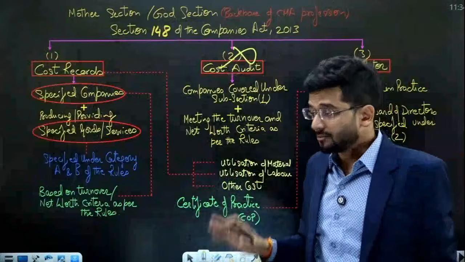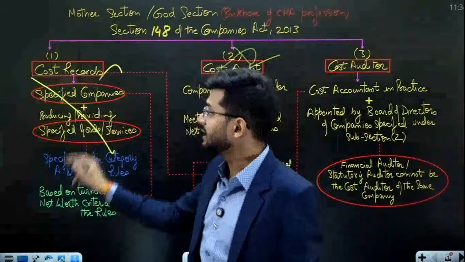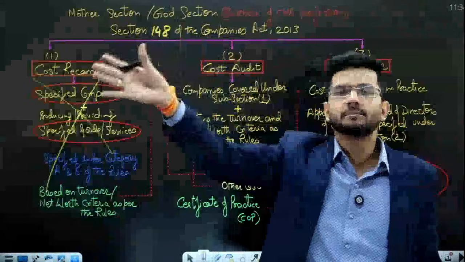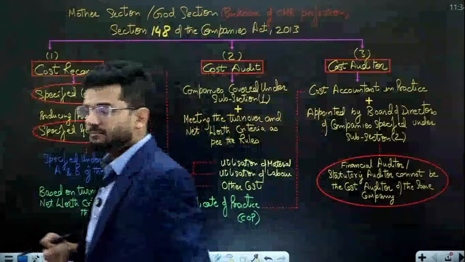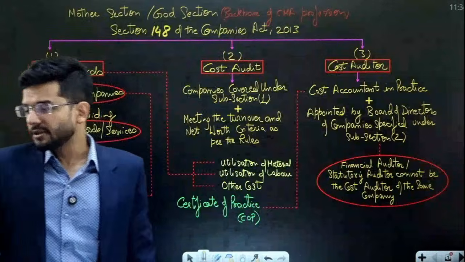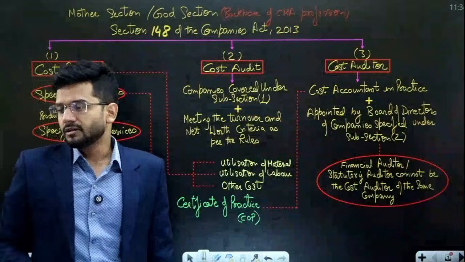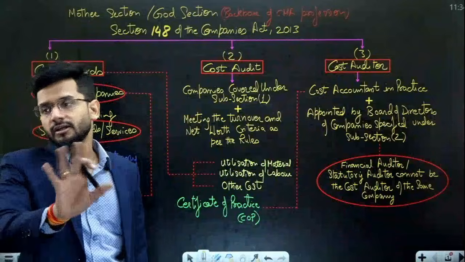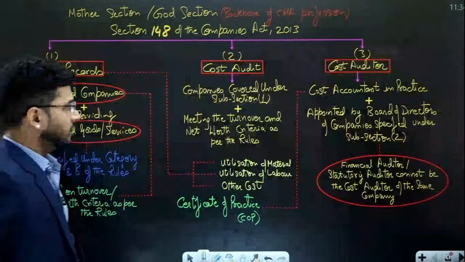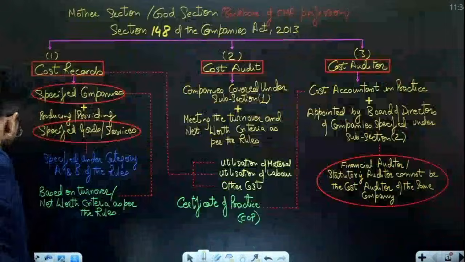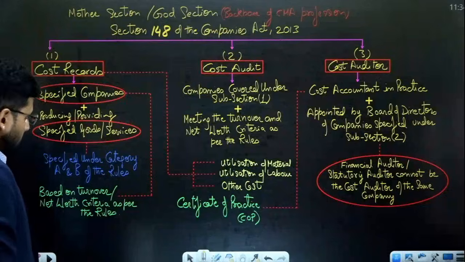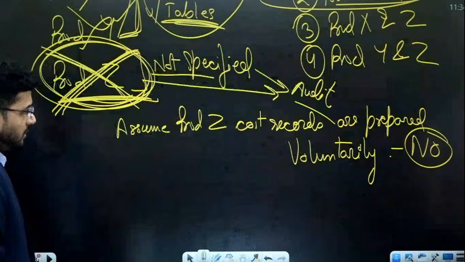And in this case, on product Z, subsection 1 was not applicable. Even if they did it voluntarily, cost audit is not required. They will not get their cost audit done. There is no voluntary; no one gets their cost audit done voluntarily. So voluntarily cost audit cannot be done. So cost audit is not required to be done for product Z.